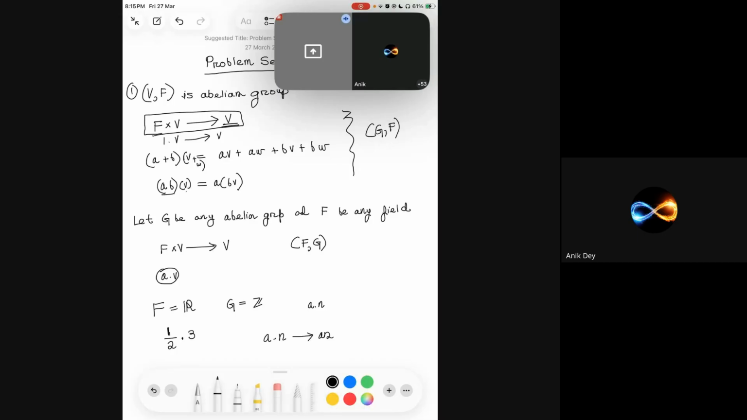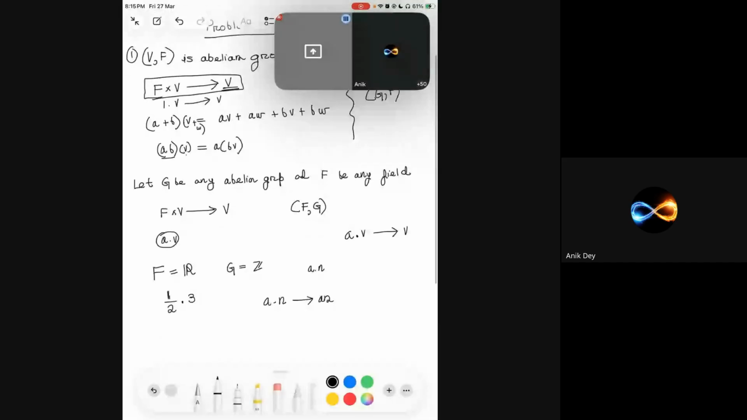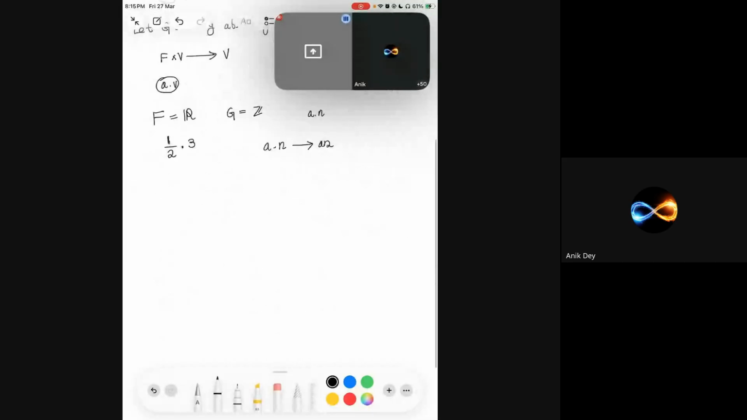Yes, of course, we can consider a map where A cross V, meaning (a, v), always goes to V. This is a map, right? Okay, I get what you're saying. So every scalar multiplication is the identity map, right? So you're taking any scalar multiplication A dot V that goes to V, right.